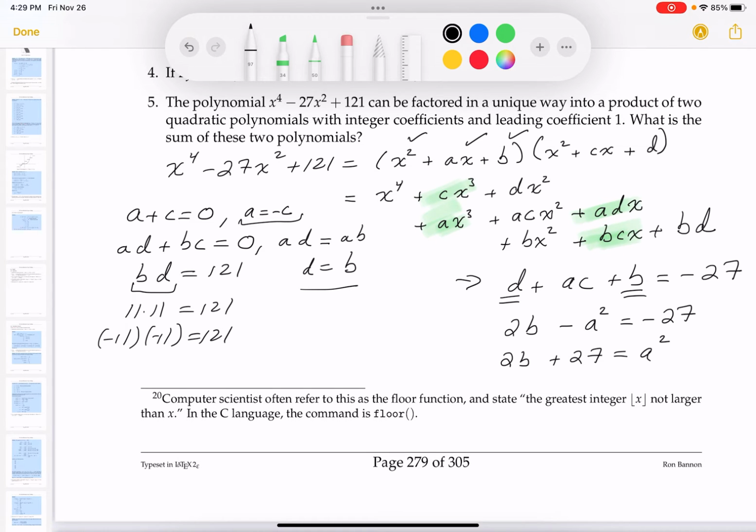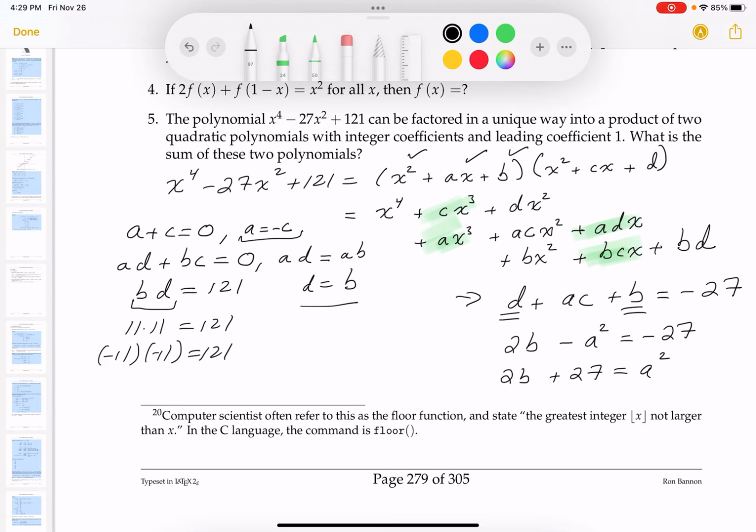I got to take a look now. And it says they're integer coefficients, right? Let me just take a look at that. A polynomial can factor, equating the product of two quadratic polynomials. Oh, integer coefficients. So let's test it out. And I don't know, let's try 11. 2 times 11 would be 22, plus 27 would be equal to A squared. So 22 and 27 would be 49, and that would equal A squared. And so A, well, that'd be 7, right? Plus or minus 7?